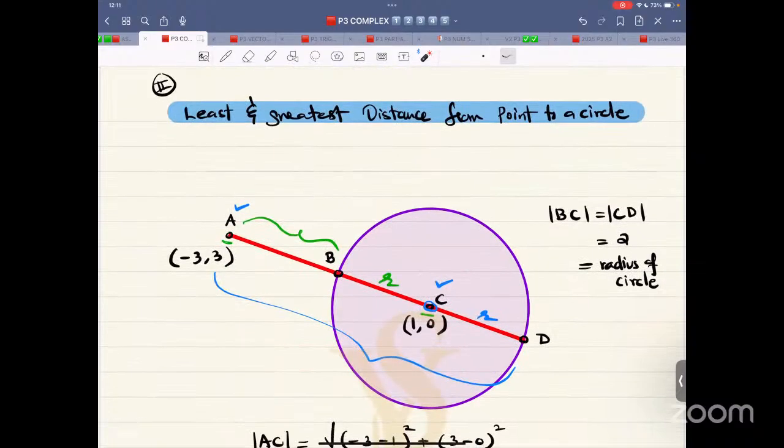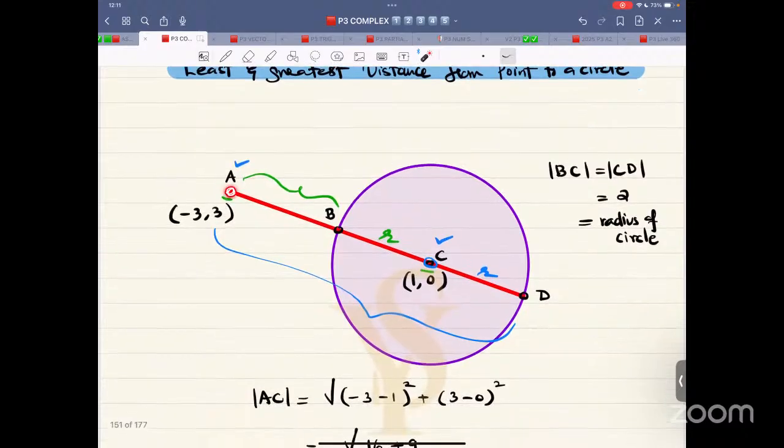Greatest and least value: distance from a point to a circle. This is the outside point. This is a point at the center of the circle. If I find this distance and subtract the radius, I get the shortest distance from the outside point to the circle. If I calculate this distance and add the radius to it, I'll get the greatest distance.